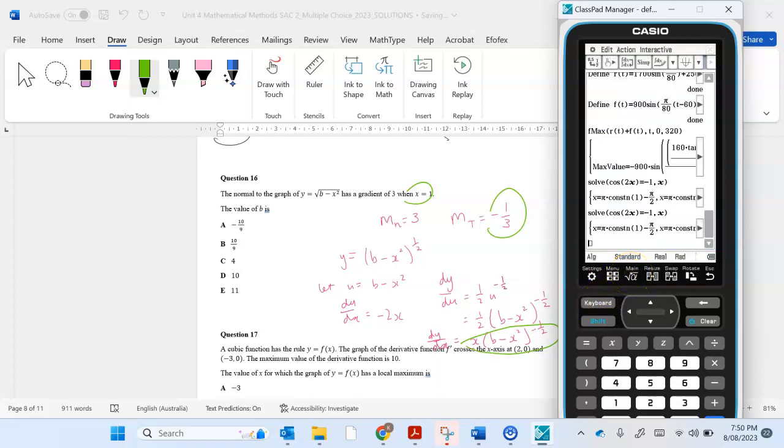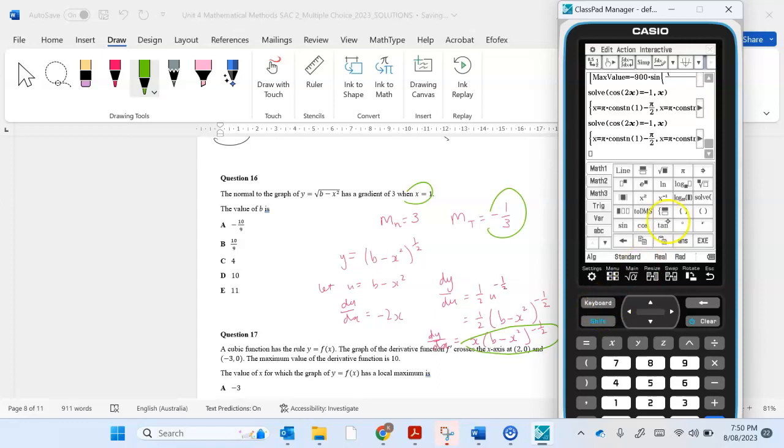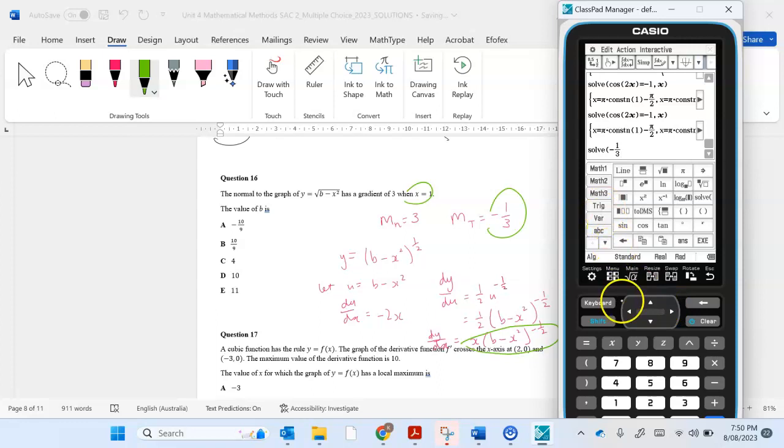Main screen. All right, so we're going to go to solve. So negative 1/3 is equal to x times... Now I know that x is equal to 1, but for some reason I put it in there. So x squared to the power of negative a half.